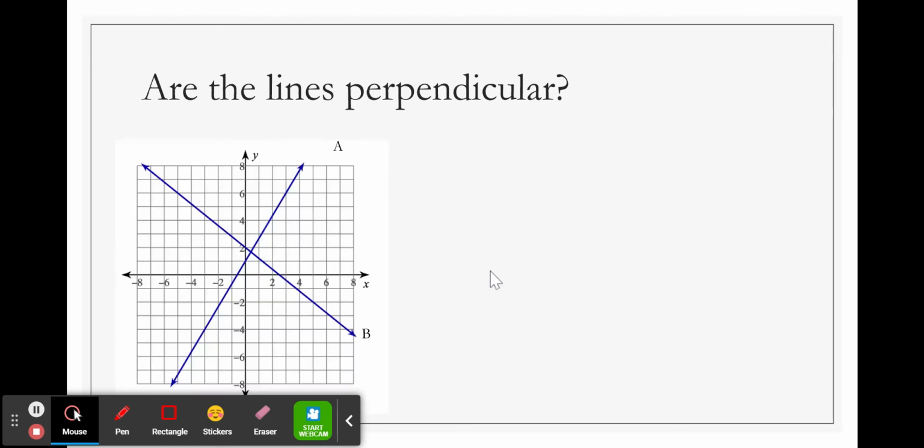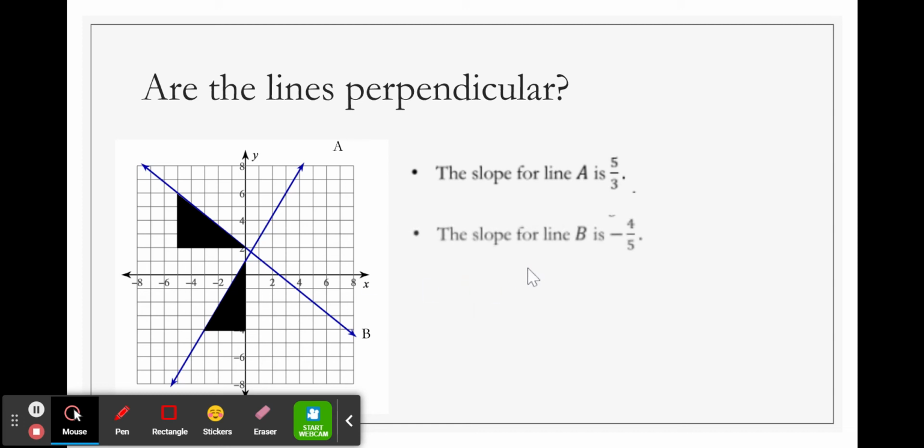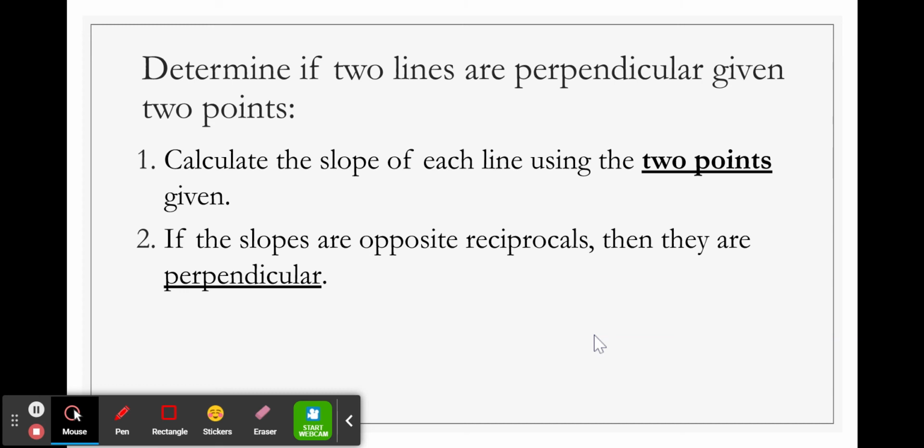Okay, let's try this one. For line A, the rise is 1, 2, 3, 4, 5 over 1, 2, 3. So the slope is 5/3. And then for line B, we are going down 1, 2, 3, 4, and over 1, 2, 3, 4, 5. So the slope for line B is -4/5. They have different slopes, so they're not opposite reciprocals, so they're not perpendicular.